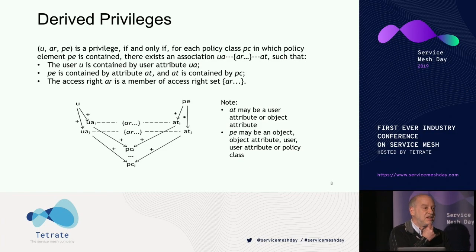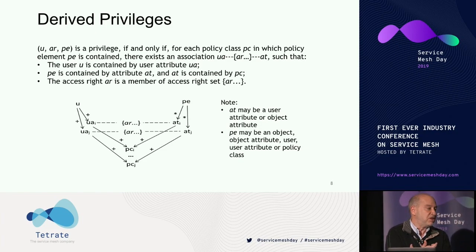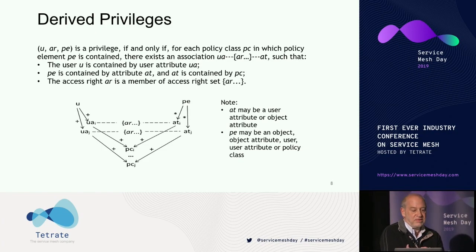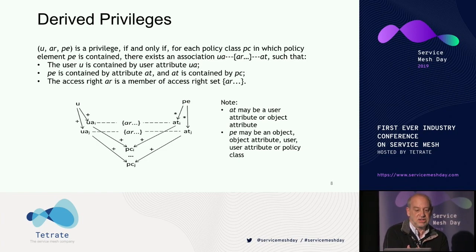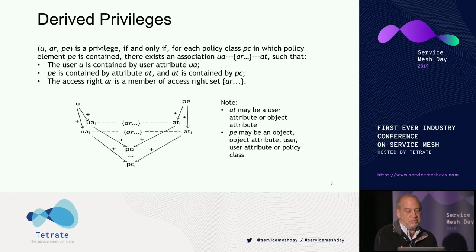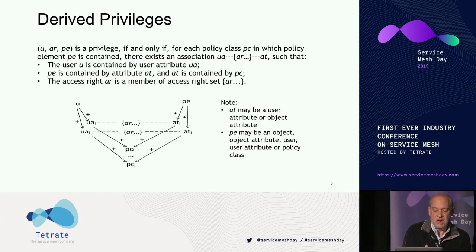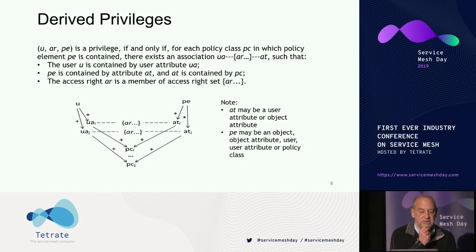So NGAC doesn't store privileges. We derive privileges. A privilege is really a derived relation. It's made up of a triple, and that derived relation, a privilege, may pertain to an administrative privilege or a resource privilege, so it's very generic. And so you have a user, an access right, and a policy element. And the policy element might represent an object attribute, a user attribute, or a policy class.